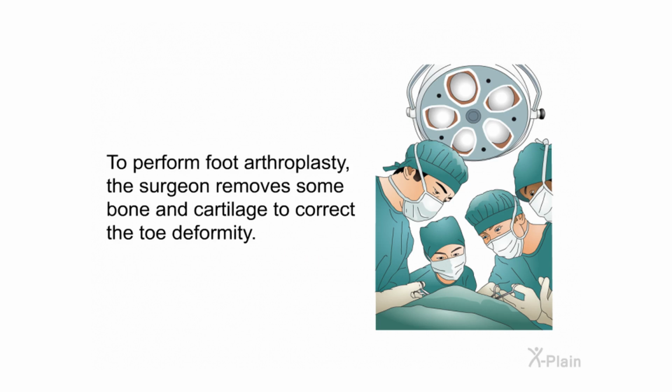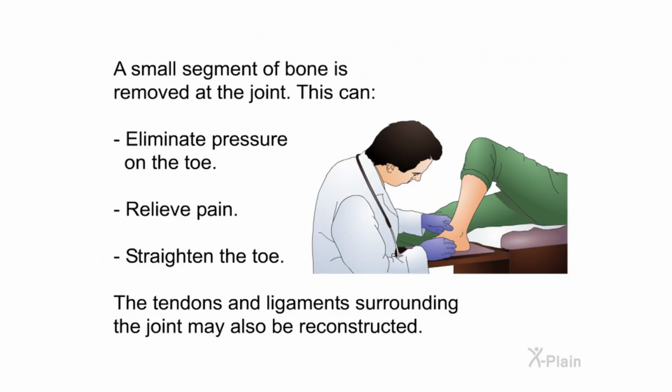To perform foot arthroplasty, the surgeon removes some bone and cartilage to correct the toe deformity. A small segment of bone is removed at the joint. This can eliminate pressure on the toe, relieve pain, and straighten the toe. The tendons and ligaments surrounding the joint may also be reconstructed.